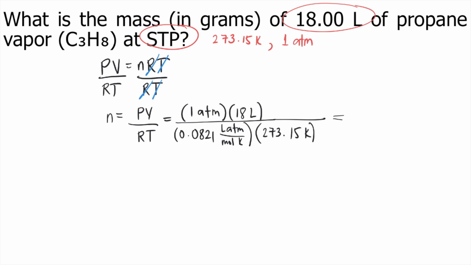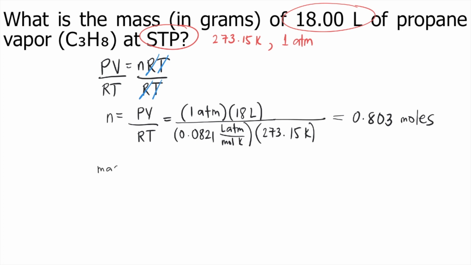Now, if you solve this in your calculator, we have 1 times 18 divided by 0.0821 times 273.15, and you will get approximately 0.803 moles. So that's the moles of the propane, or C₃H₈. Now the question is asking for grams of propane. So how do we solve for the grams, or the mass of propane?